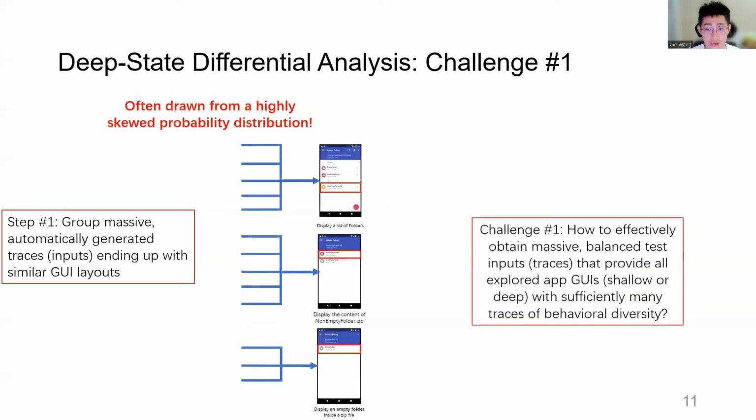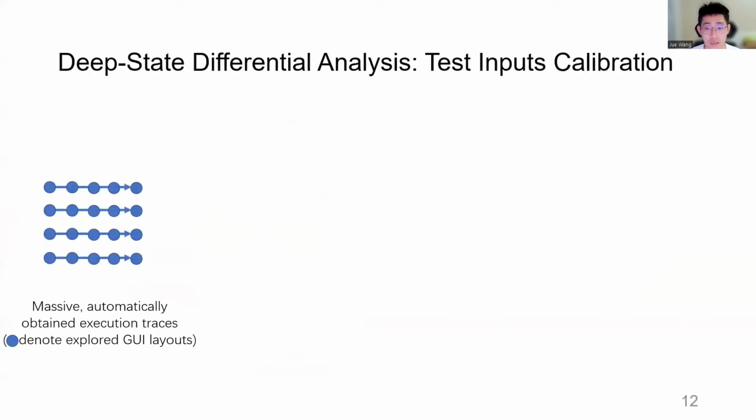Therefore, our first challenge is how to effectively obtain massive, balanced test inputs that provide all explored state GUIs, no matter shallow or deep, with sufficiently many traces of behavioral diversity. To tackle this challenge, our approach conducts a test input collaboration at the very beginning.